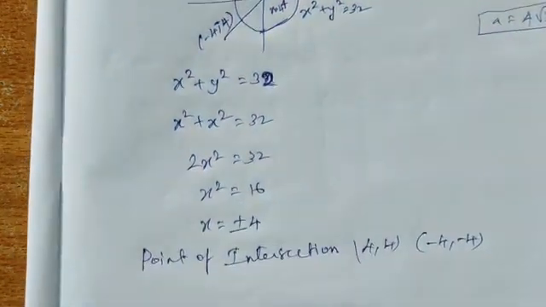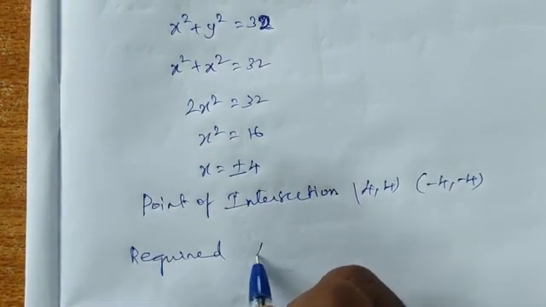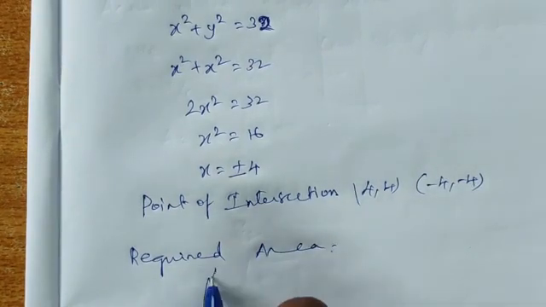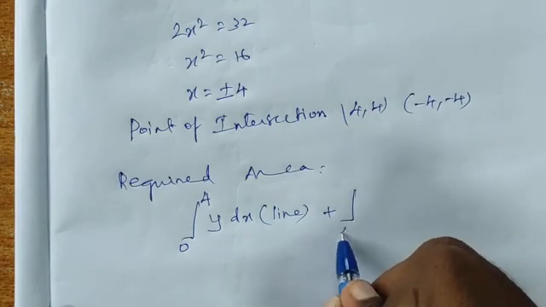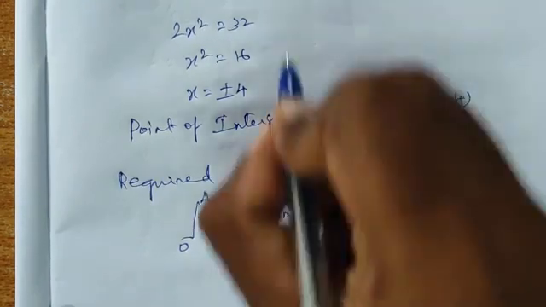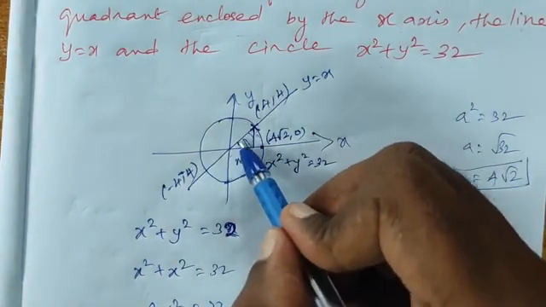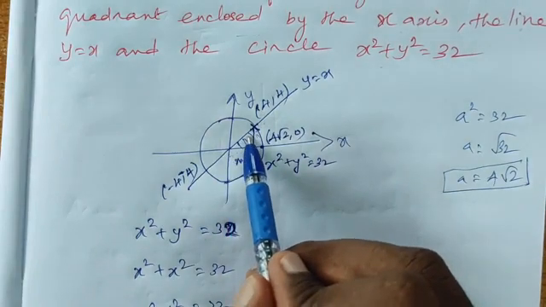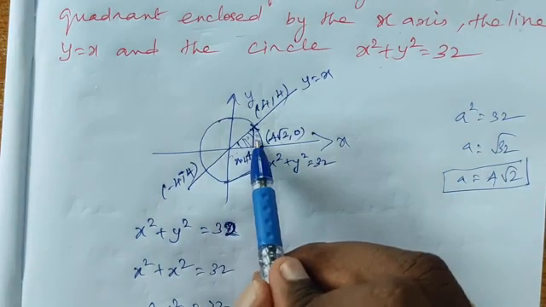Now the required area is equal to integration 0 to 4 y dx. Here we have the line, so we can write it in the bracket, no problem. Then 4 to 4 root 2, here we have the circle. So in 0 to 4 we have the line, so we have to find the area under the line, and from 4 to 4 root 2 we have to find the area under the circle.